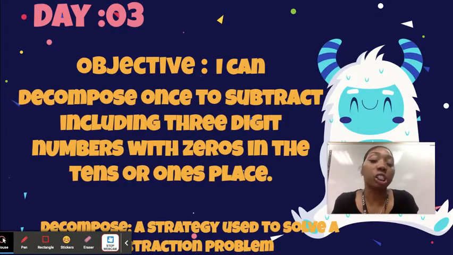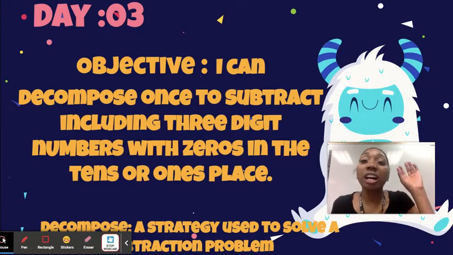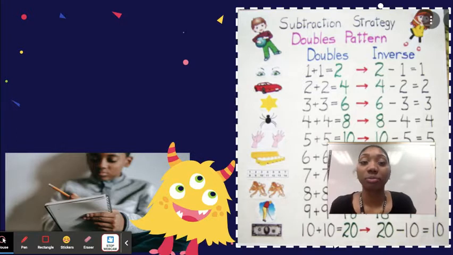Well, decompose is just a strategy that we're going to use today to help us solve a subtraction problem where you notice that the number in the top place value is smaller than in the bottom, and so we're going to have to use a different place to help us. But don't worry, we'll get into that and learn more as we go along.